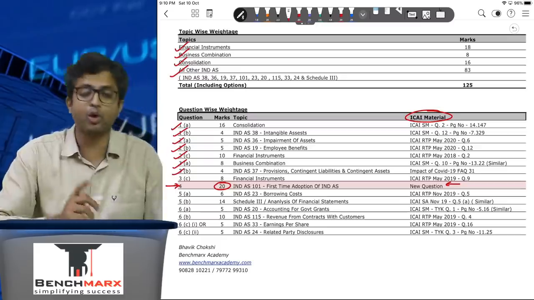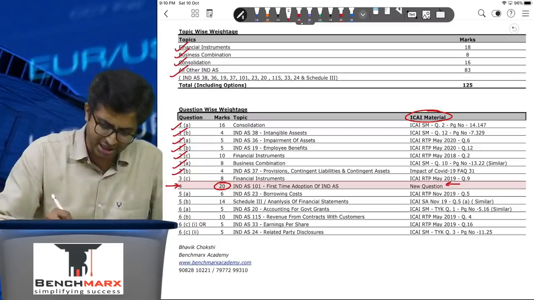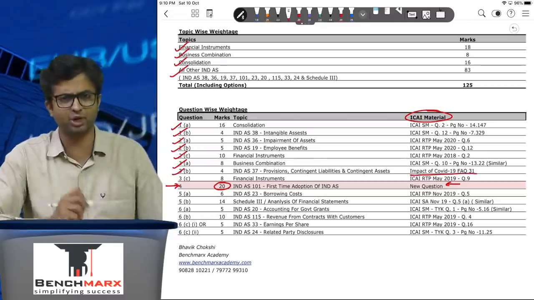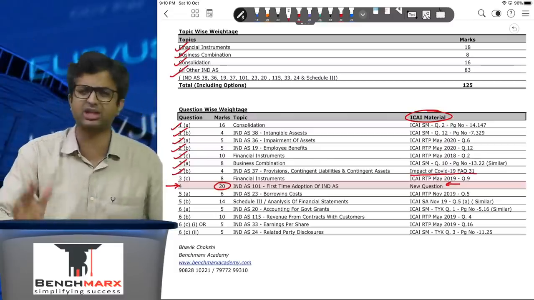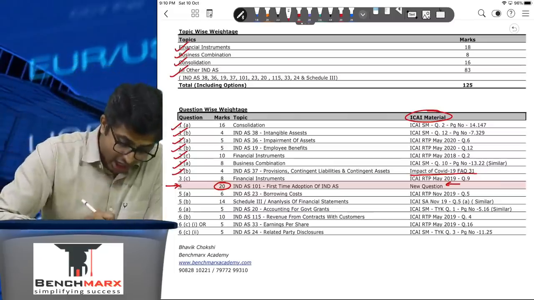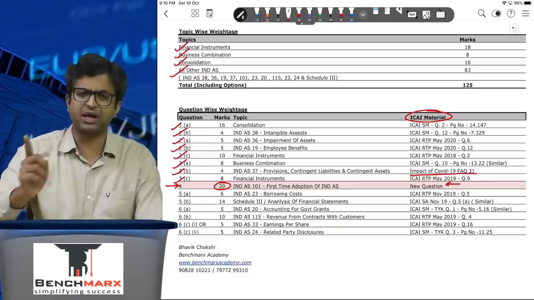Question number 3B was on the impact of COVID-19. So this is there in our impact of COVID-19 video. This is the ICAI FAQ 31. If you go to our video, it is on Ind AS 37, question number 1. 3C, financial instruments, again a past RTP question.